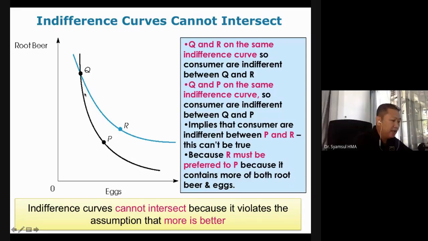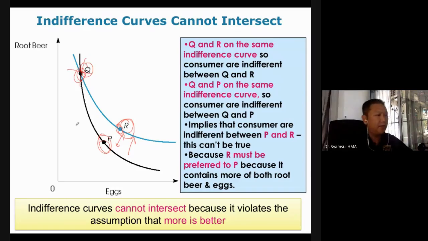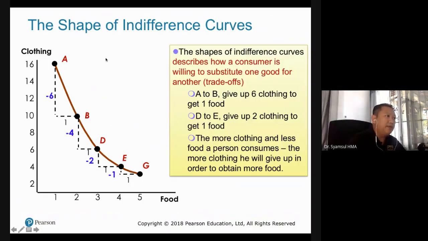Now, you know that indifference curves cannot intersect each other, because you see R gives the same satisfaction as Q, and P also gives the same satisfaction as Q. So these two would not be different, but they are on different curves. It means that if they are different indifference curves, this one is higher than this one, so they cannot intersect.